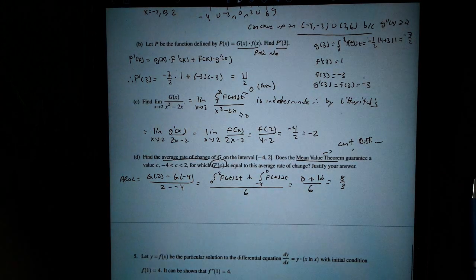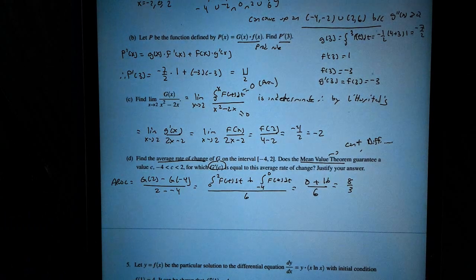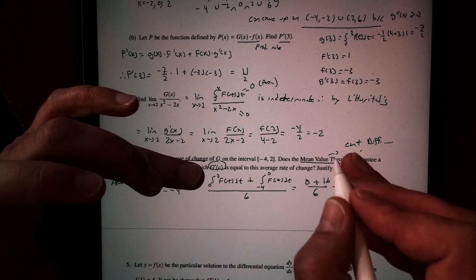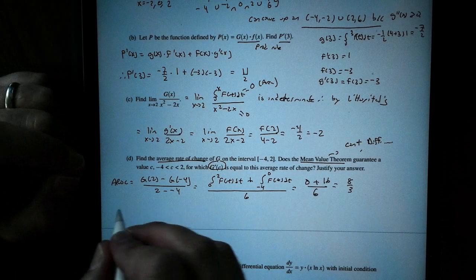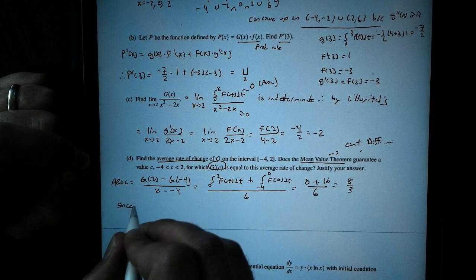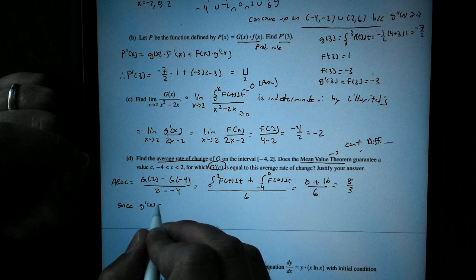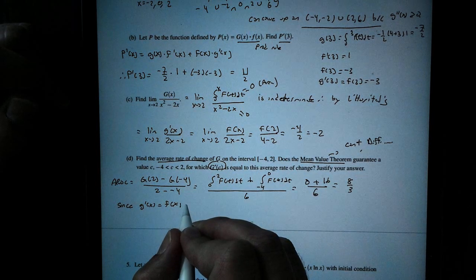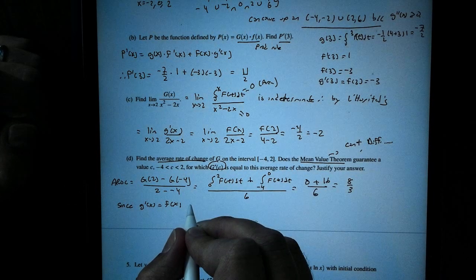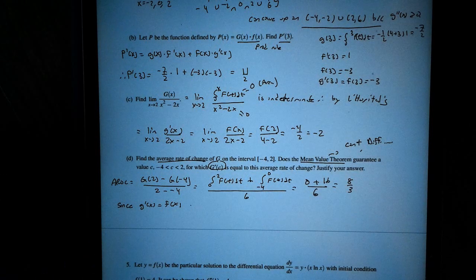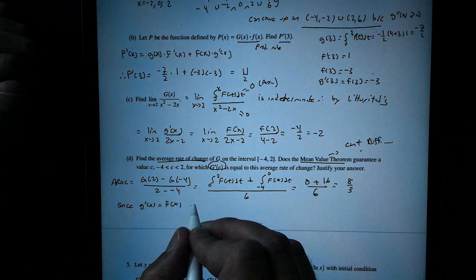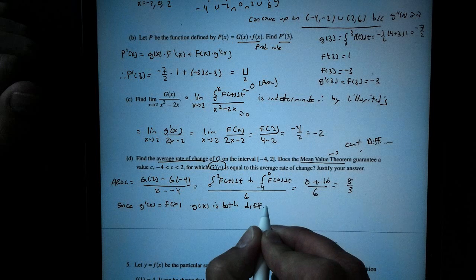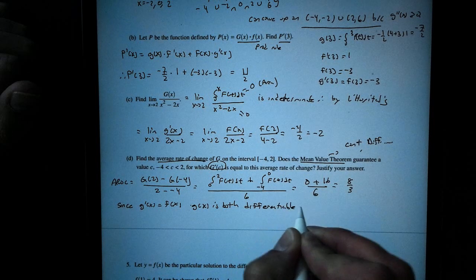So let's see, is g prime continuous and differentiable? And the answer is yes. Because g prime exists, because the derivative exists, the function must have been continuous and differentiable. And we can say something like this: since g prime of x equals f of x, g of x is both differentiable and continuous.